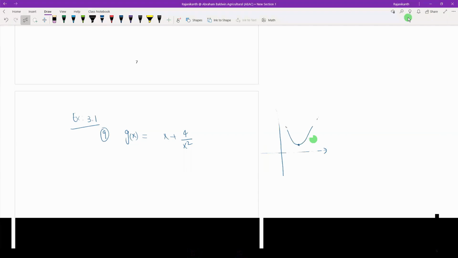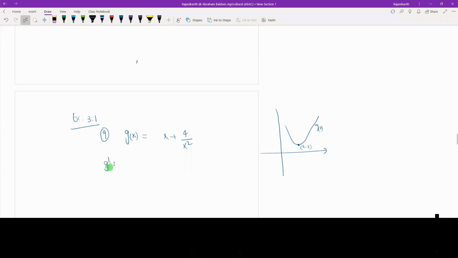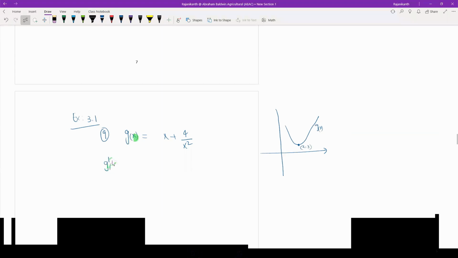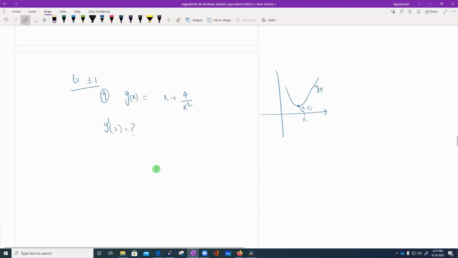This was our extreme point. Okay, 2, 3. The function g(x) is this. You need to find what? You need to find g prime, right? The derivative value at where? At the x is now 2, right? This is my x. So simply they are asking you to find g prime at 2.